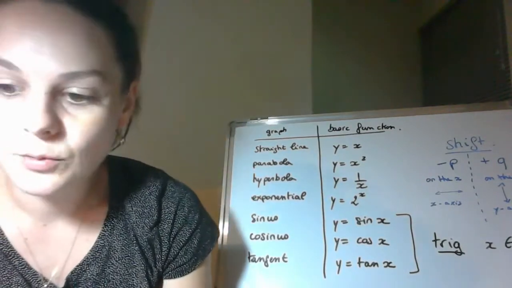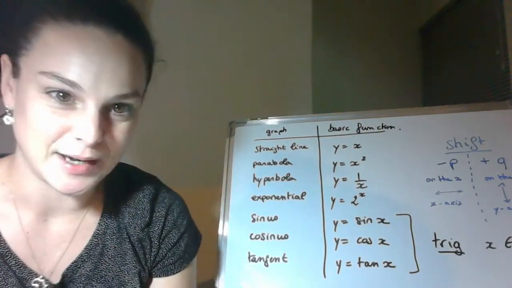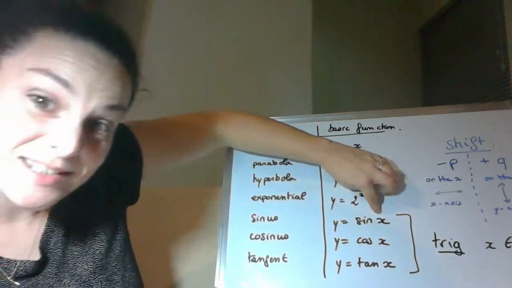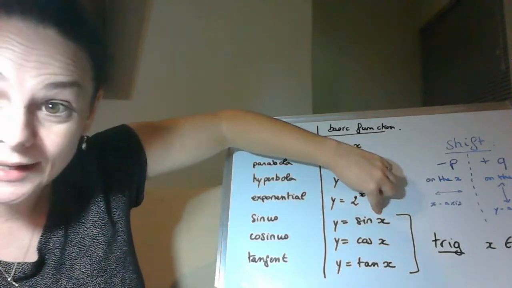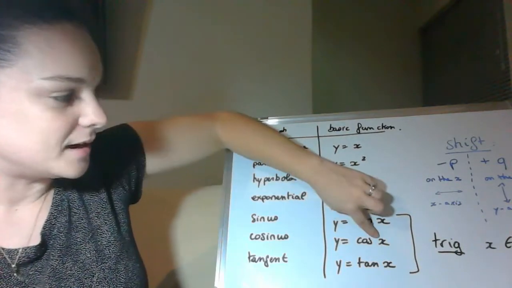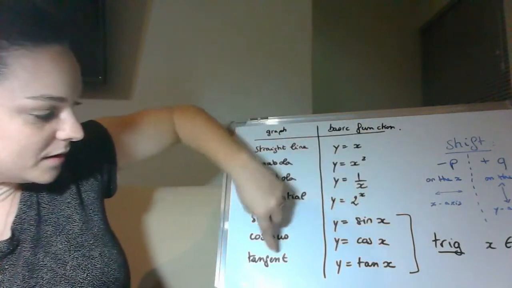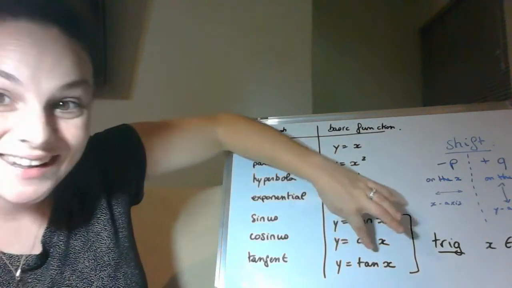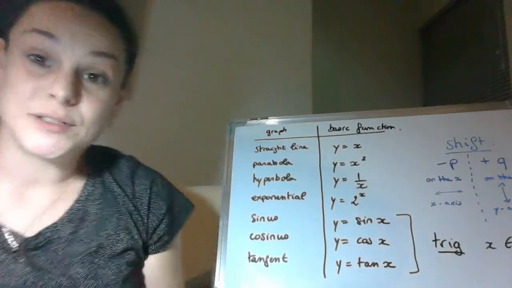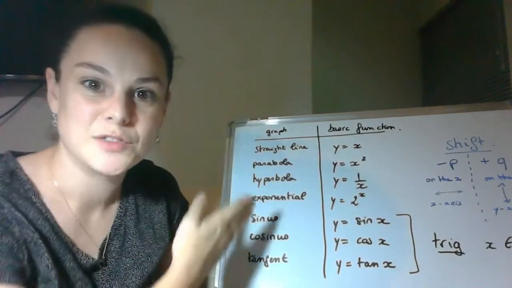Then, fifth one, we have the sin graph. The sin graph is created by a sin applied on your x. And the simplest one is y equals sin x. That creates a sinus graph. After that, you have the cosinus. This one is a cos applied on the x. So the simplest function with a cos is y equals cos x. And the last one is the tangent. So that's y equals tan x. Simplest tangent graph.